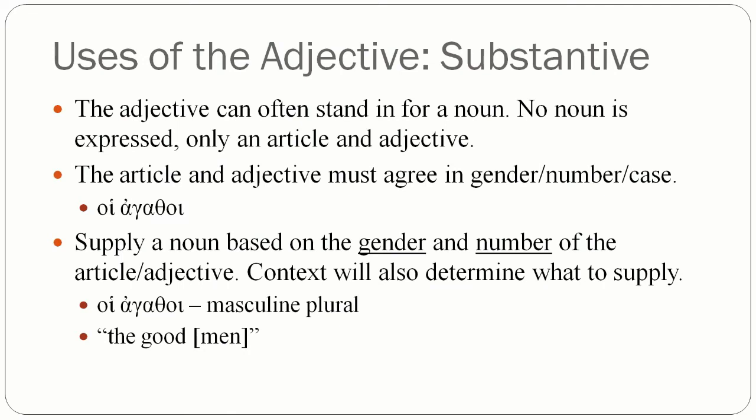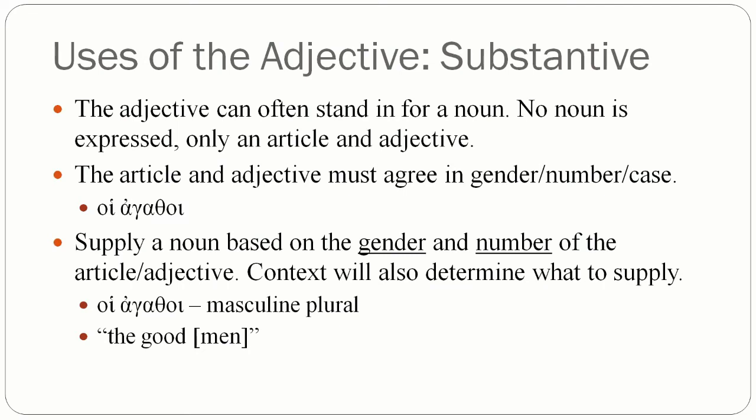The way that you do this is you look at the gender and number of either the article or the adjective. It's often easier to get that from the article, because the article has all standard forms. So look at the article and determine what is the gender and number of that article and adjective, and also context applies here. But look at this phrase here, hoi agathoi.